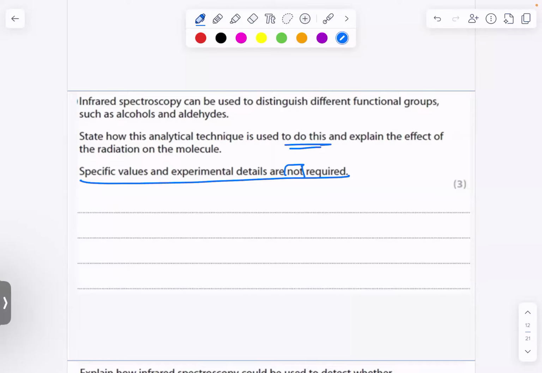Infrared spectroscopy can be used to distinguish between different functional groups, such as alcohol and aldehyde. So, if a molecule contains an alcoholic group or aldehydic group, what is going to happen? Infrared would cause changes in the bond polarity. Yes, Anika? Infrared would cause the change in the bond polarity, and different bonds would absorb different infrared radiations.